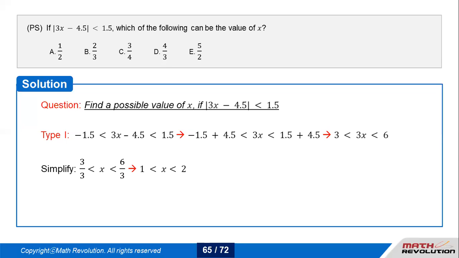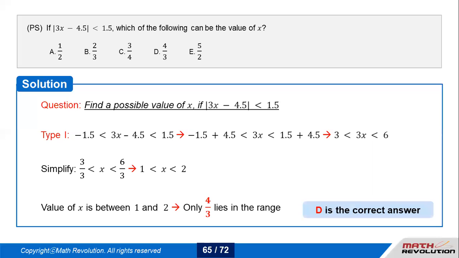Now we have been asked which of the following can be the value of x. The value lies between 1 and 2, which is 4 over 3. D is the correct answer.